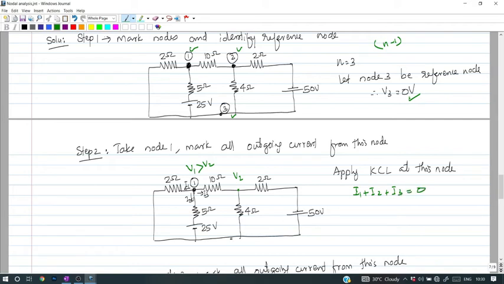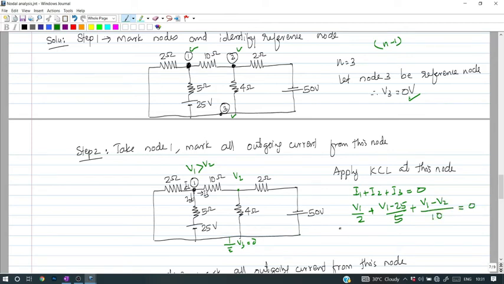So what is I1? Since this point is at 0 potential, V3 is equal to 0. What is the current I1? The potential across the 2 ohm resistor is V1 itself. So V1 divided by 2 gives I1. The expression for I2 is V1 minus 25 divided by 5. And what is I3? I3 is V1 minus V2, the potential across the 10 ohm resistor, divided by the resistance value of 10 ohm. So this is equal to 0.